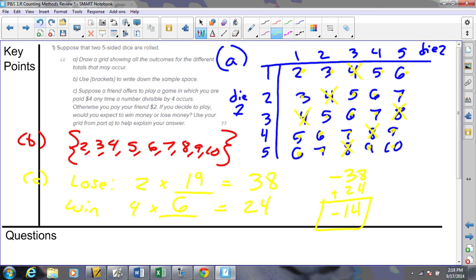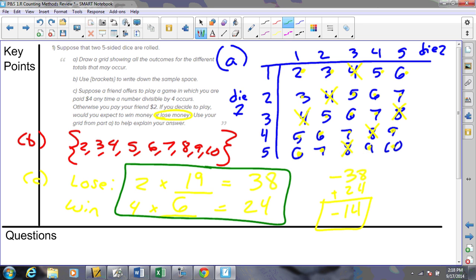So if you decide to play, do you expect to win or lose? We expect to lose. And how could we use our grid to explain the answer? Well, we just did. This right here in the green box is the explanation. We would expect to lose 38 but win 24. That doesn't balance out in our favor.